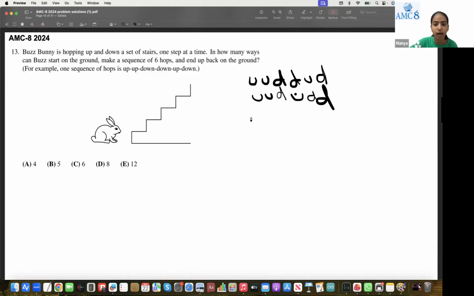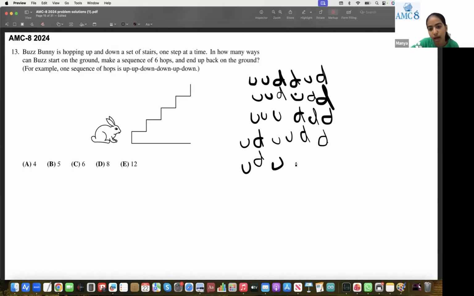Another way could be up, up, up, down, down, down. Right? Up 3 and down 3. Another way can be up, down, up, down, down. And another way can be up, down, up, down, up, down. Is there any other way to do this?